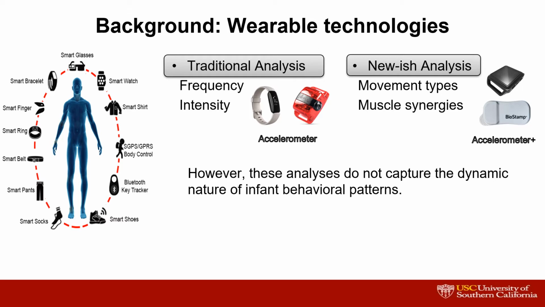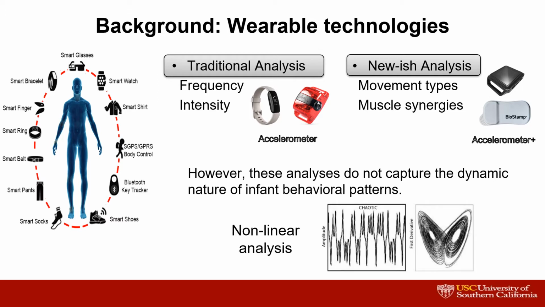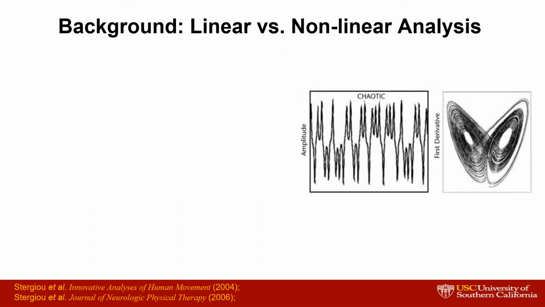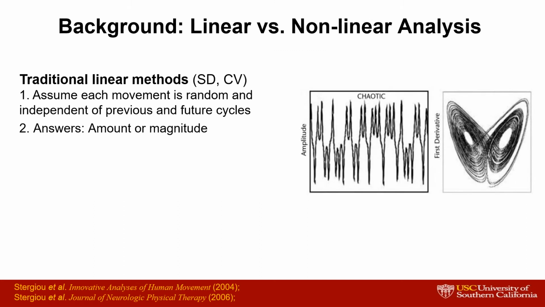However, none of these analyses capture the dynamic nature of infant behavioral patterns. One way to measure that is using nonlinear analysis. Nonlinear analysis is different from linear analysis. Traditional linear methods, such as standard deviation, tell us the amount or magnitude of changes. However, it assumes each movement is random and independent of previous and future cycles, which is not true for biological movements. Each biological movement is influenced by the previous movement, and it will also influence the next one.